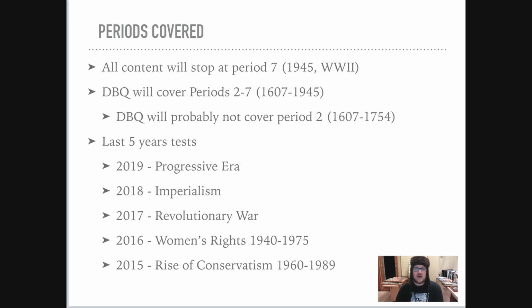Of course, anything used in synthesis or context could be used on this test and still receive credit, but you will not be forced to understand any material after World War II. Second, most likely it's going to be in the years from 1754 through 1945. Most likely period 2, which is 1607 through 1754, will not be covered. Typically, that is not a coverable period on the DBQ in past years.